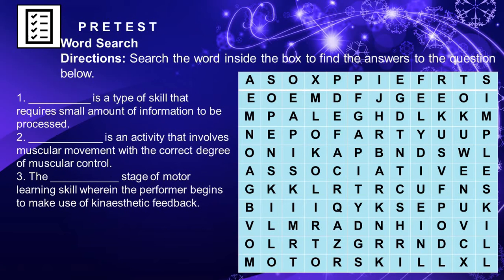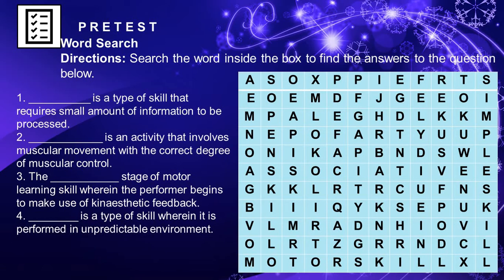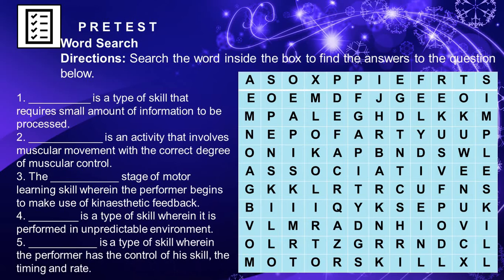Number 3. The blank stage of motor learning skill wherein the performer begins to make use of kinesthetic feedback. Number 4. Blank is a type of skill wherein it is performed in unpredictable environment. Number 5. Blank is a type of skill wherein the performer has the control of his skill, the timing and rate.